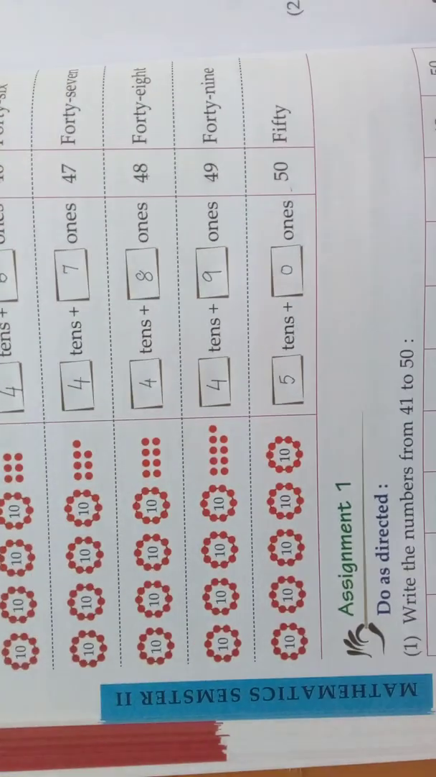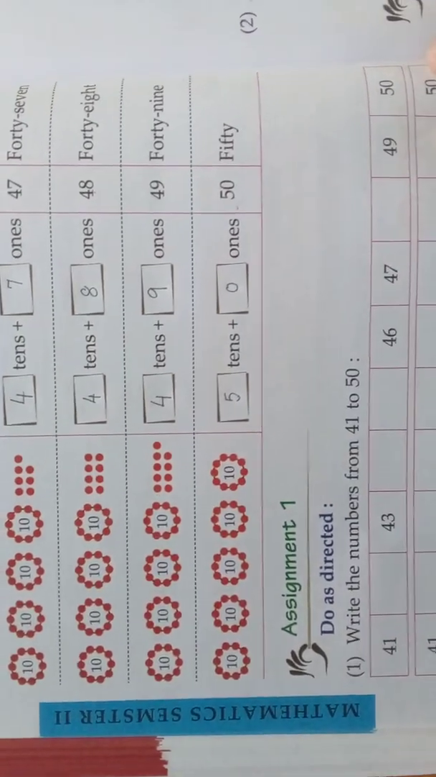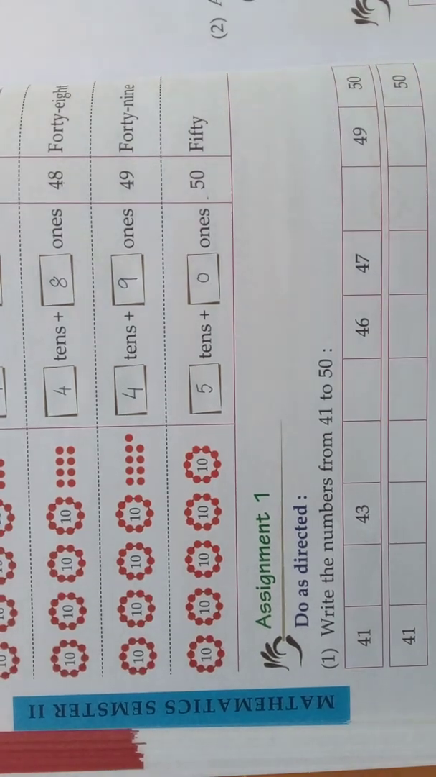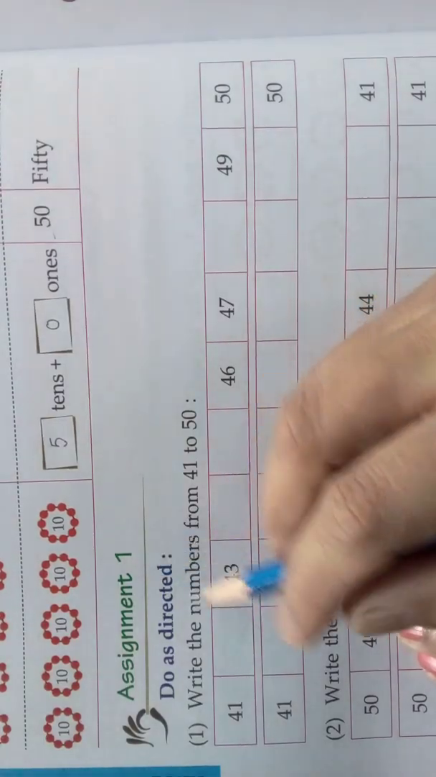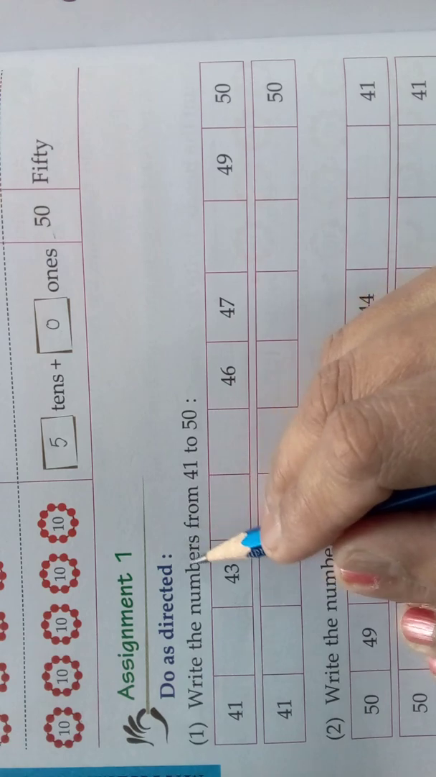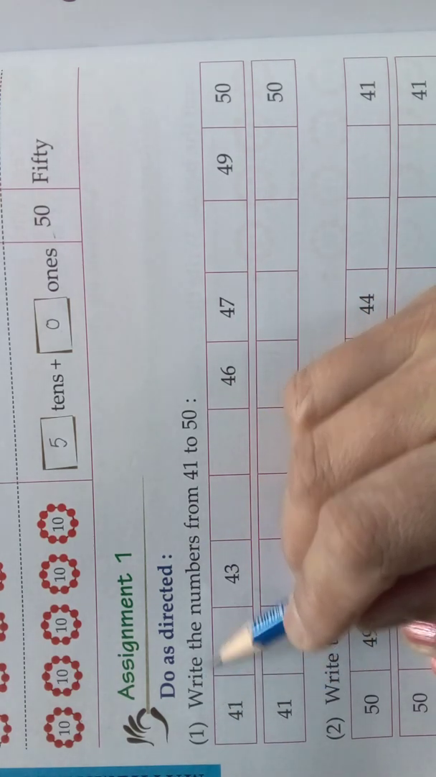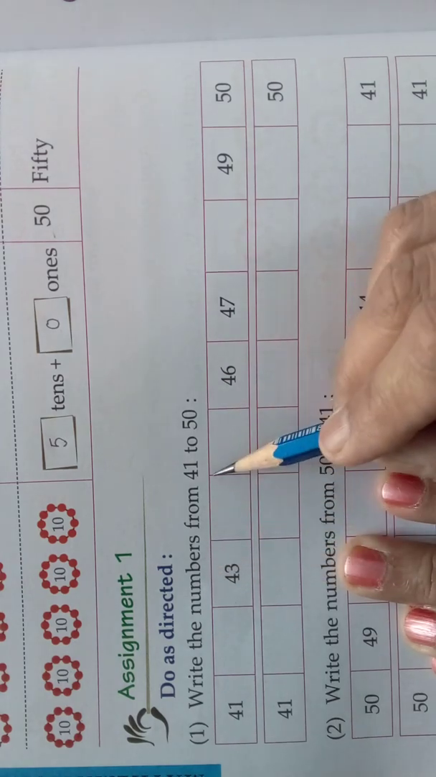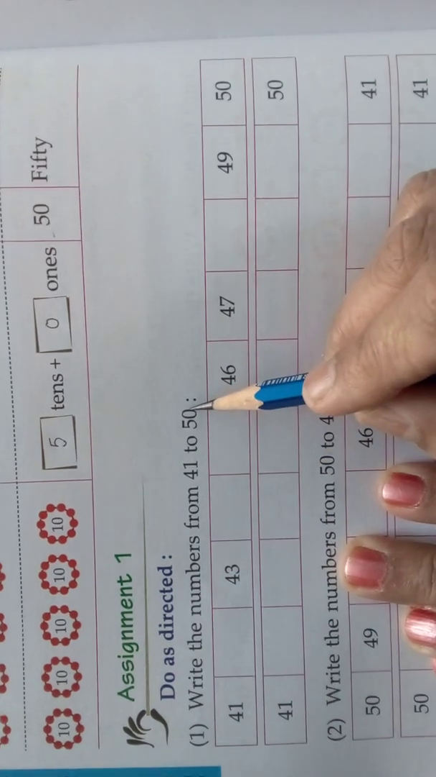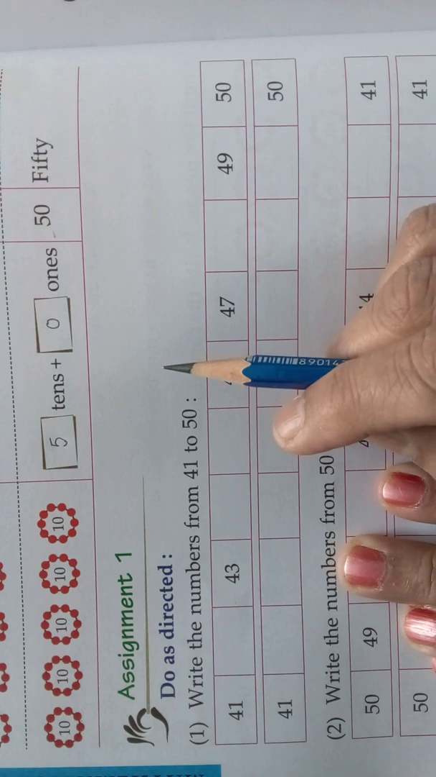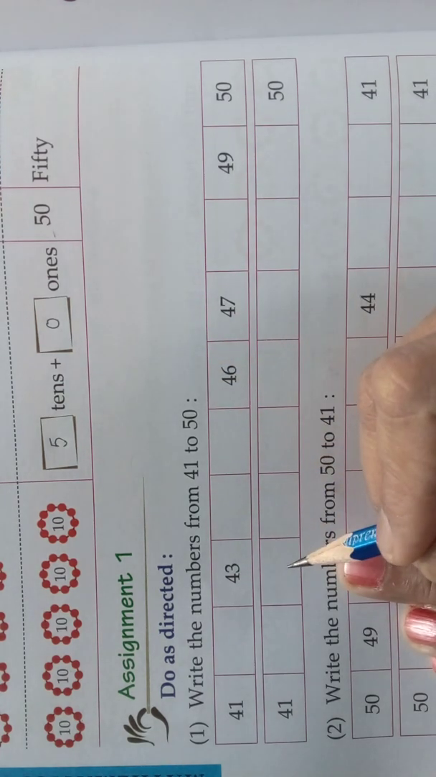Come, we will go to the assignment sums. We will see the assignment sums. Assignment 1. Do as directed. Come, we will see the question first. First one, write the numbers from 41 to 50. We should write the numbers from 41 to 50.